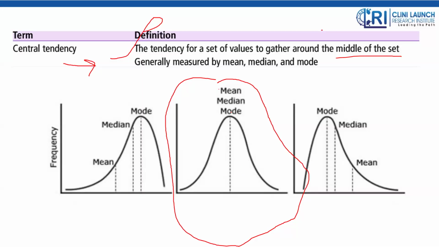So mean, median, and mode. If your curve is like this, we say left skewed data. And if your curve is like this, we say right skewed data. These kinds of curves are not expected in statistics. If it is there, then decision making is different.